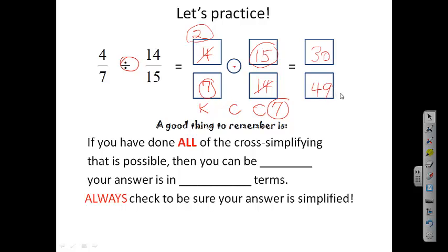Now, I know we've already told you this when we were multiplying, but a good thing to remember is that if you've done all of the cross simplifying that's possible, then you can be absolutely sure that your answer is in simplest terms. Still, it's always a good idea to check, because if you happen to miss something in the cross simplifying, then your answer is not going to be lowest terms.